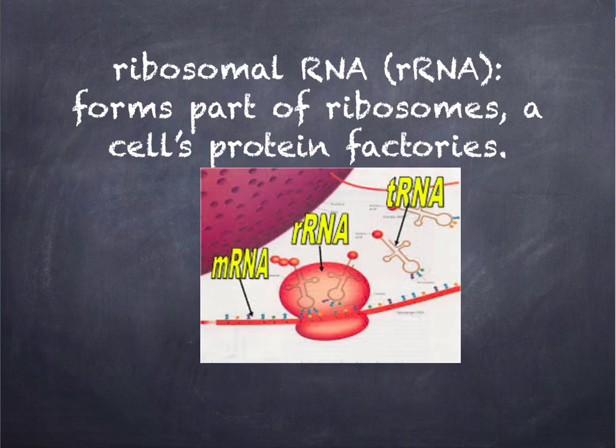And then we have ribosomal RNA or rRNA, and this forms part of ribosomes. This is a cell's protein factory, as we learned in our unit on cells, and we learned about different organelles, and ribosomes make protein. So ribosomal RNA is going to make protein.